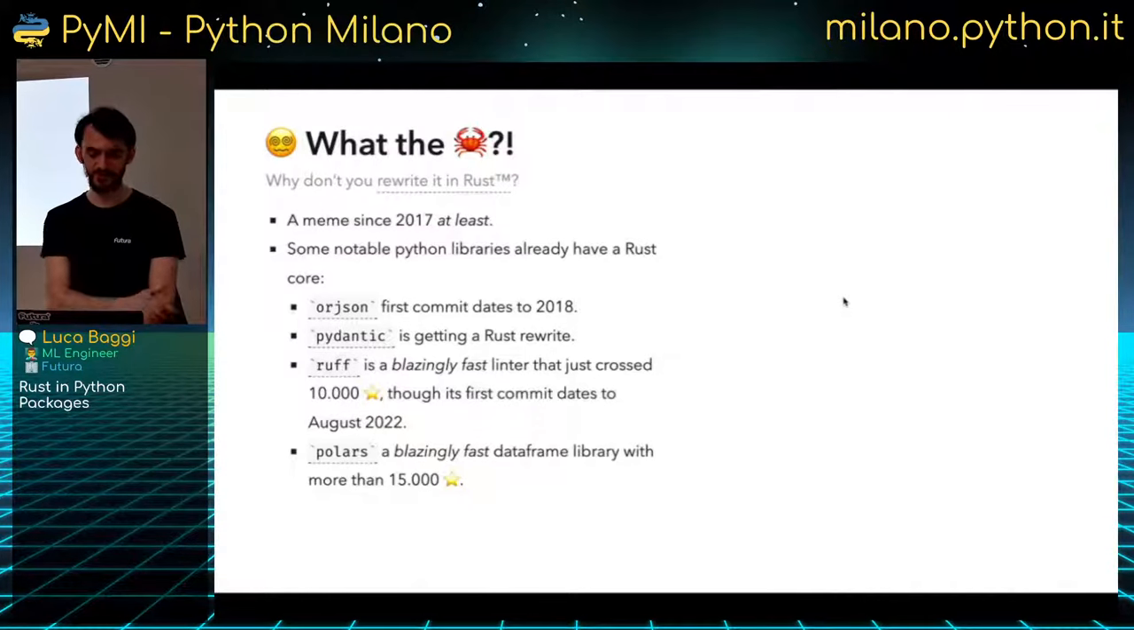Ruff, you should know it by now. It's another linter meant to replace Flake8 and all its plugin ecosystem. It's blazingly fast, and it just surpassed the 10,000 stars threshold recently. And of course, if you came to the last Python Milano talk I gave, you heard about Polars.